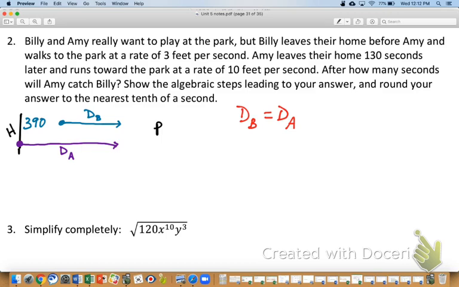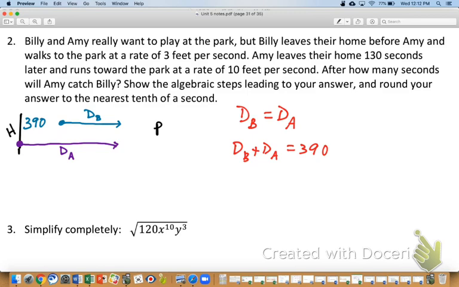I could also say this. How about distance of Billy plus distance of Amy equals 390? This is one of those ones where I'm just throwing stuff on the paper hoping something sticks, right? I don't know if that's true or not. I don't know if it's false or not. Anybody have any idea about an actual true relationship that reflects this?